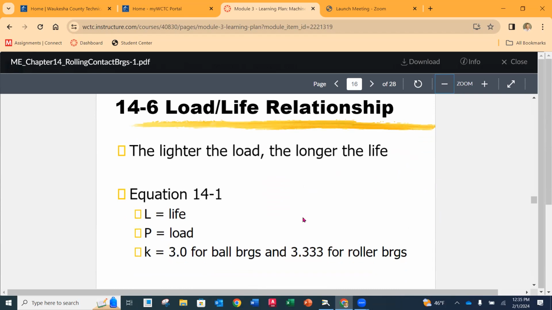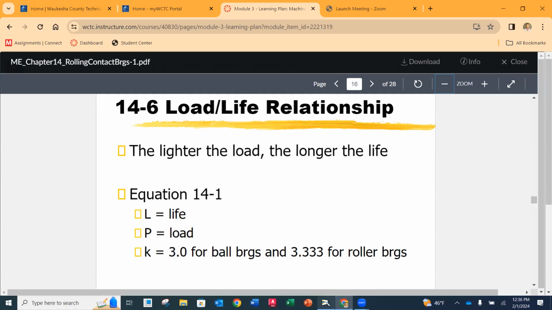Load versus life relationship on bearings. The lighter the load, the longer the life. So we're going to find that in the catalogs, there's going to be a rating on our bearings. It's going to be a life rating that we're expecting, and it's going to give a load to accomplish that life. But let's say we don't have a load that's going to be that high. Well, that means we get the advantage that we're going to get more cycles out of it, which is good.